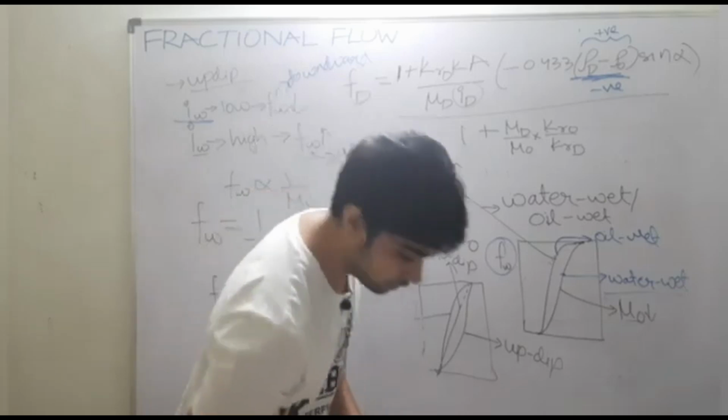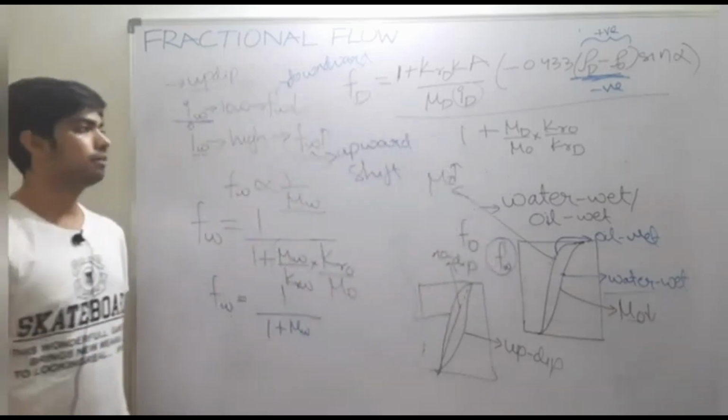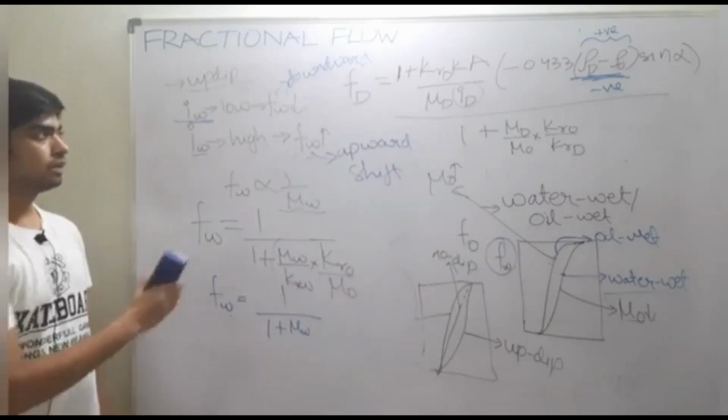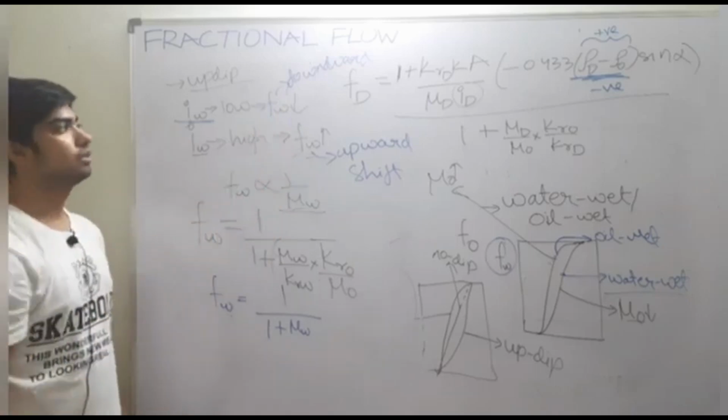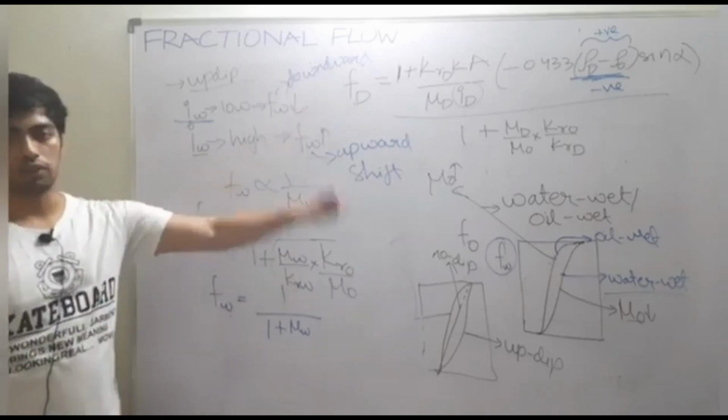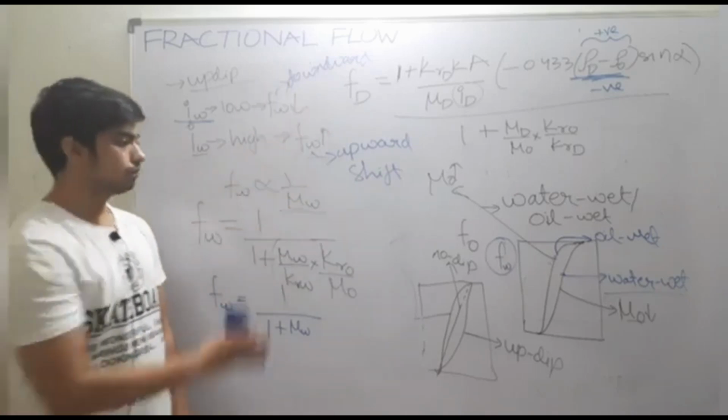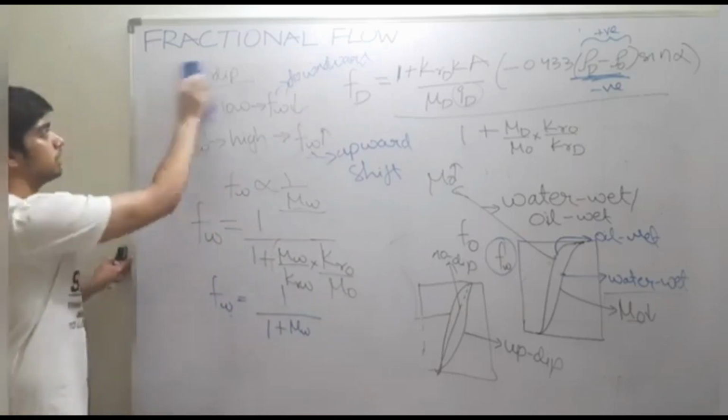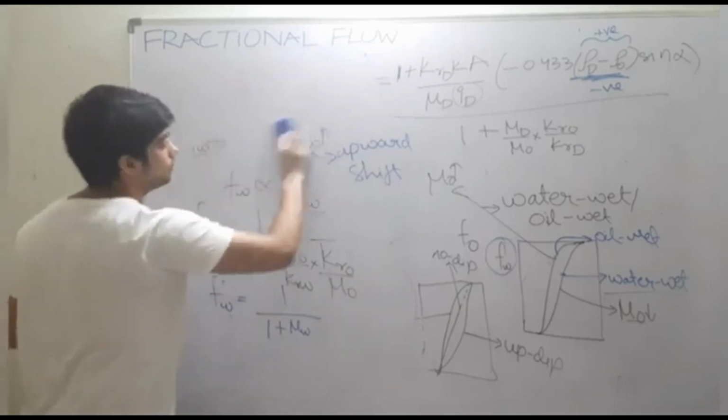We have discussed the derivation and the analytical part of it. You can solve different examples based on the Fw fractional flow equation. So we will discuss more about Fw in the next class, and we will take one example as well.